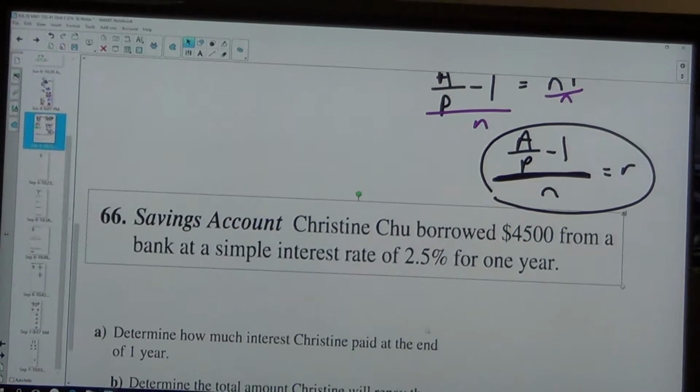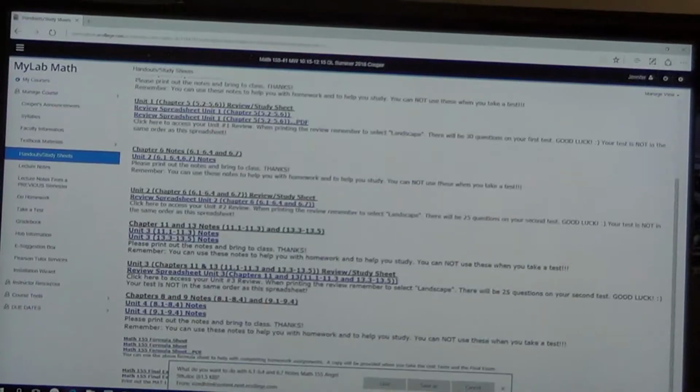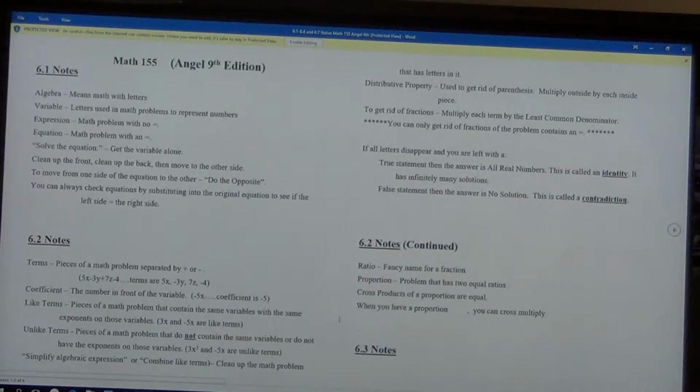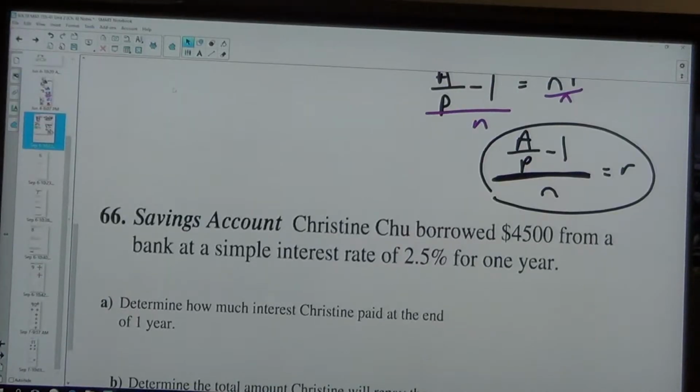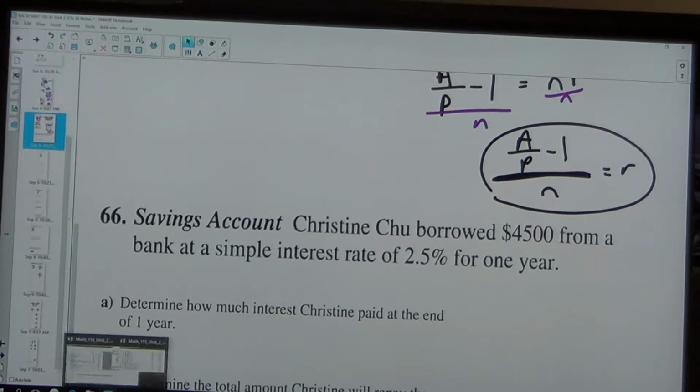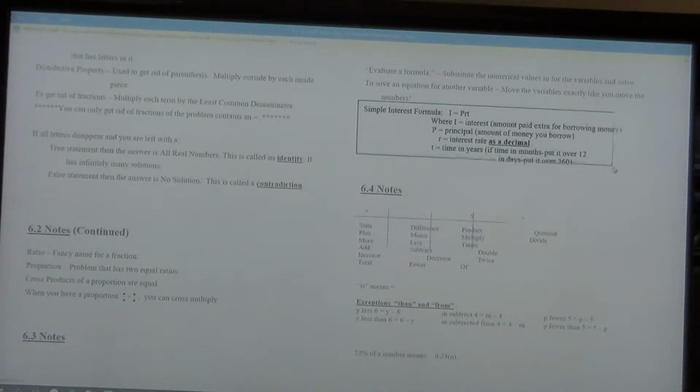So simple interest, and I have it on your note sheet as well, underneath handouts and study sheets. Remember I gave you the study guide and I also gave you notes that I pulled out of the book and simplified for you. So we are under 6.3, right here it says simple interest. I'm going to copy these and stick them in these notes so that we'll have it as well. Simple interest, the formula is I equals PRT. So here is simple interest.